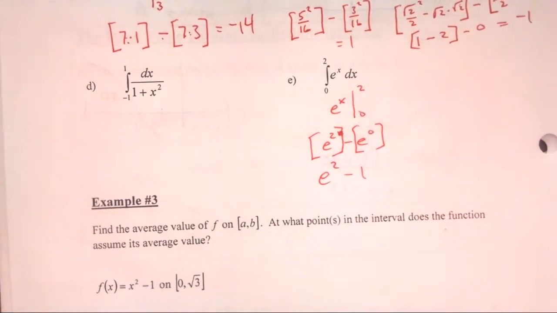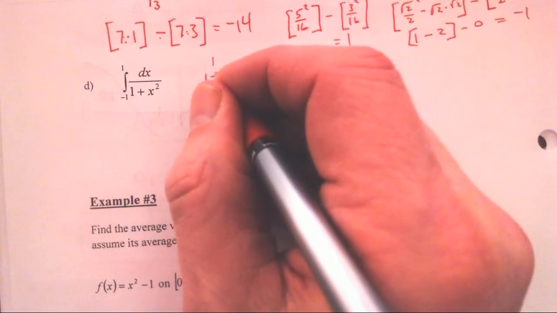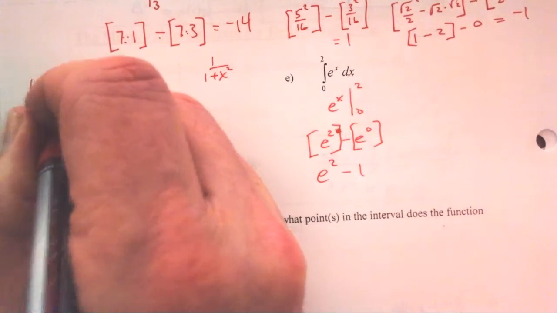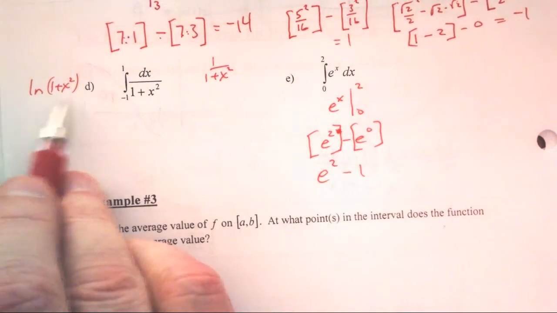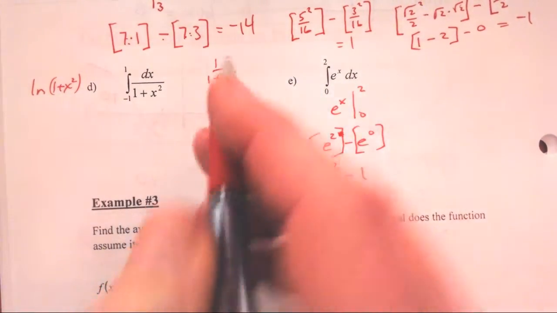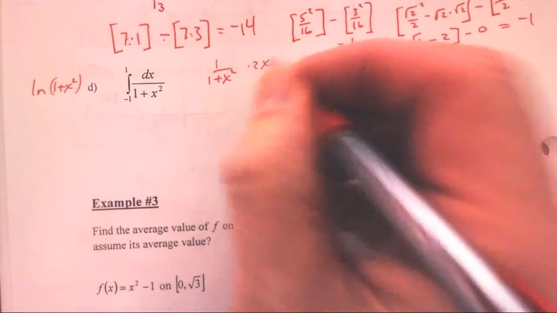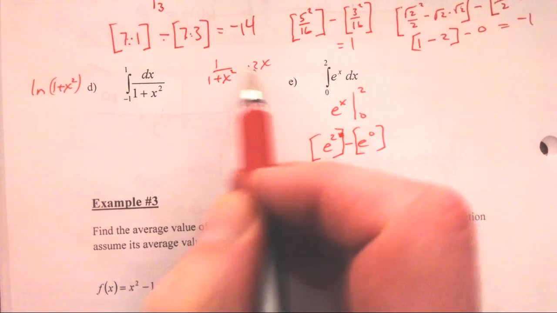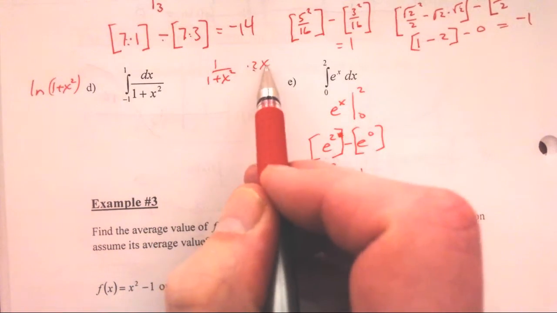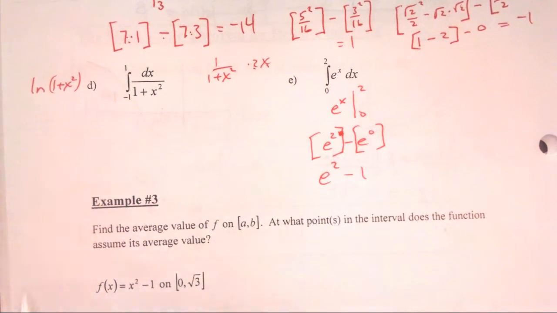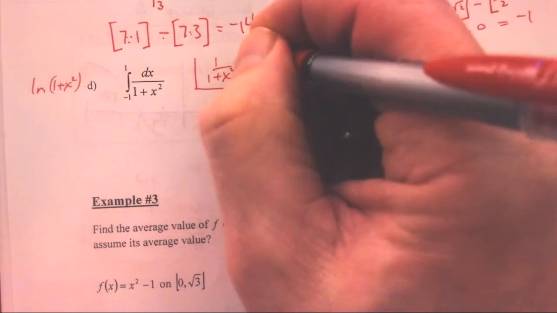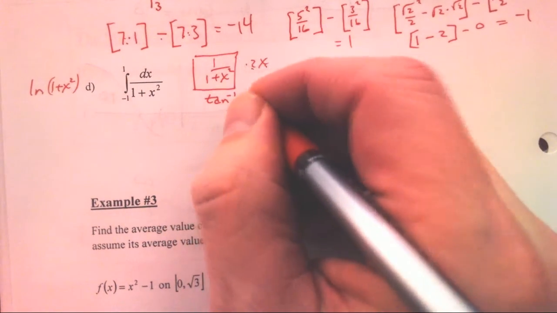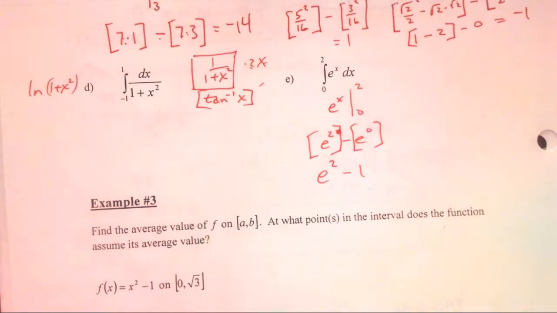D, sneaky. If I ended with 1 on 1 plus x squared, my temptation might be to say ln of 1 plus x squared, because the derivative of that is 1 on 1 plus x squared, but then it would be times 2x. And I can rectify the 2, I could divide it out, put a 1/2 in front of here, but that x is going to cause me problems. However, this just happens to be tangent inverse of x's derivative.